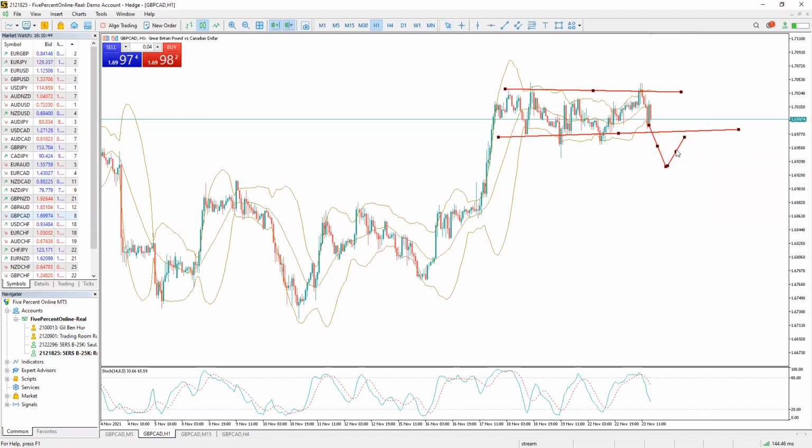Okay, the second one will be the opposite. If we break above, it will be the same. The market will make a breakout above that zone, and if the market makes a small retest, you should open a position again like that.